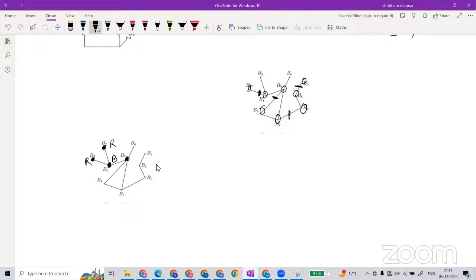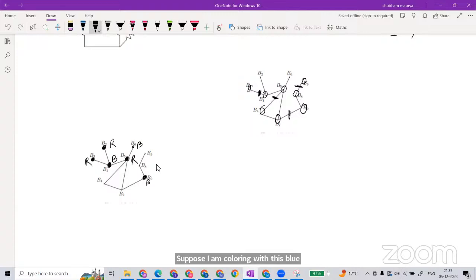So we can color this one red, but we cannot color this one red, so we can color this with blue. Now, blue and red: we cannot color this with blue and red, but we can color this one with either blue or red. Suppose I am coloring this with blue.